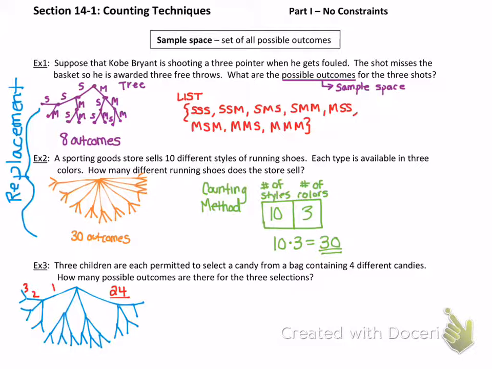Now we can also do it with the counting method and represent it as 3 different stages. The first stage is the first kid. Well, how many candy bars does that person get to choose from? There's 4 candy bars. For the second, the child has 3 to choose from. And the third child has only 2 to choose from. So when you multiply these numbers together, you get 24, just like we got in our tree. So again, there's no replacement. Once a candy bar is chosen, it is chosen. It's no longer an option for anyone else.